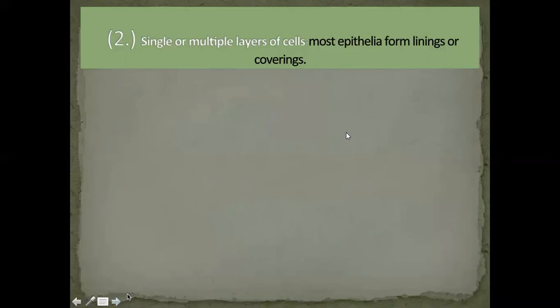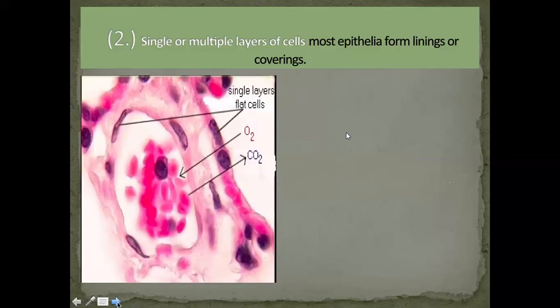Number two characteristic or attribute is that an epithelium is made up of single or multiple layers of cells, because most epithelia form linings or coverings. An example of that is this simple squamous epithelium. So you have only one, a single layer of cells. The whole thing is an epithelium. Then this is the cell. Look at that, no? Limited intercellular space, and they're made up of a single layer.